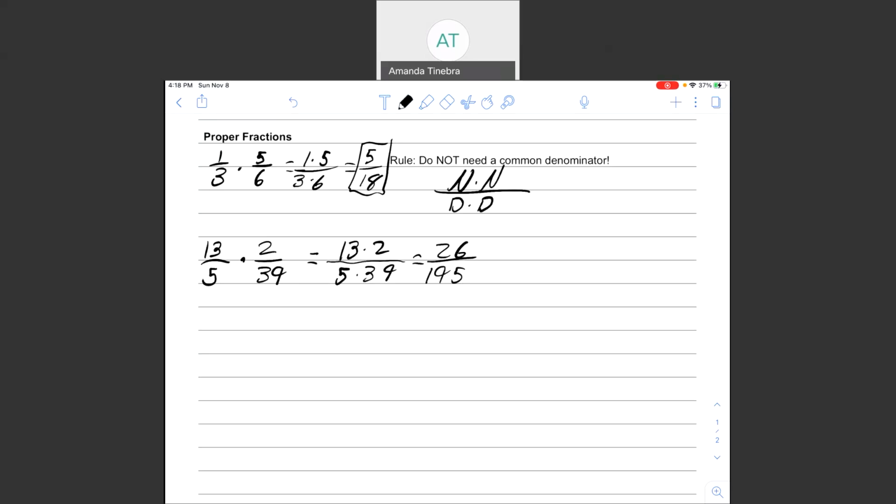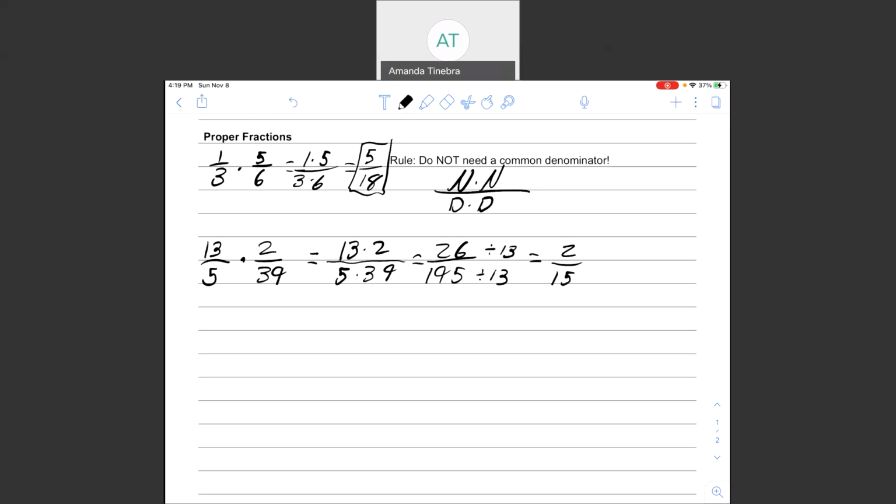You can use your calculator to help with that if you need. Okay? Now here's the problem. We need to always simplify. And looking at this, it's not super obvious that this is something you can simplify. But if you try enough things and you keep trying, you're actually going to find that both of these numbers are divisible by 13. If we do that, 26 divided by 13 is 2. And 195 divided by 13 is 15.